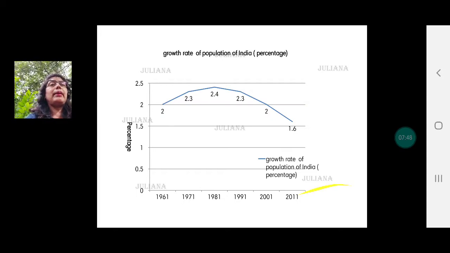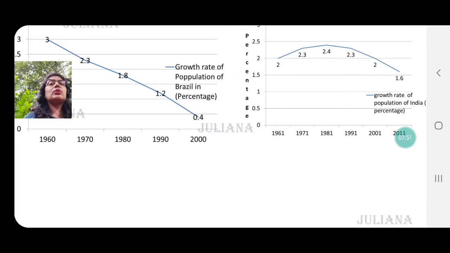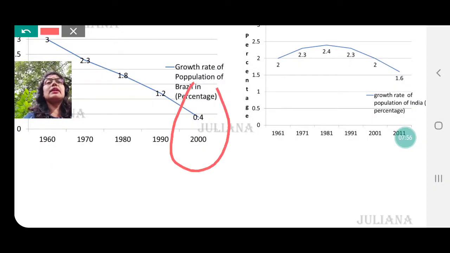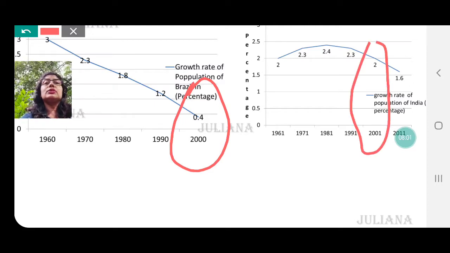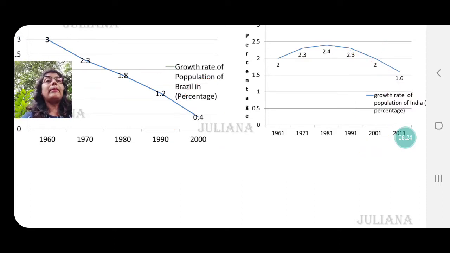Now if we compare the two, look at the growth rate of, let's take one of these, say 2000. In Brazil it was 0.4%, and in that year in India it was 2%. So you can understand that the growth rate has not decreased substantially. Though the curve is going downwards here, you can see a decline, but it's not a sharp decline. And compared to Brazil, our growth rate is still high. 2% is very high. So this is how we compare the two graphs.